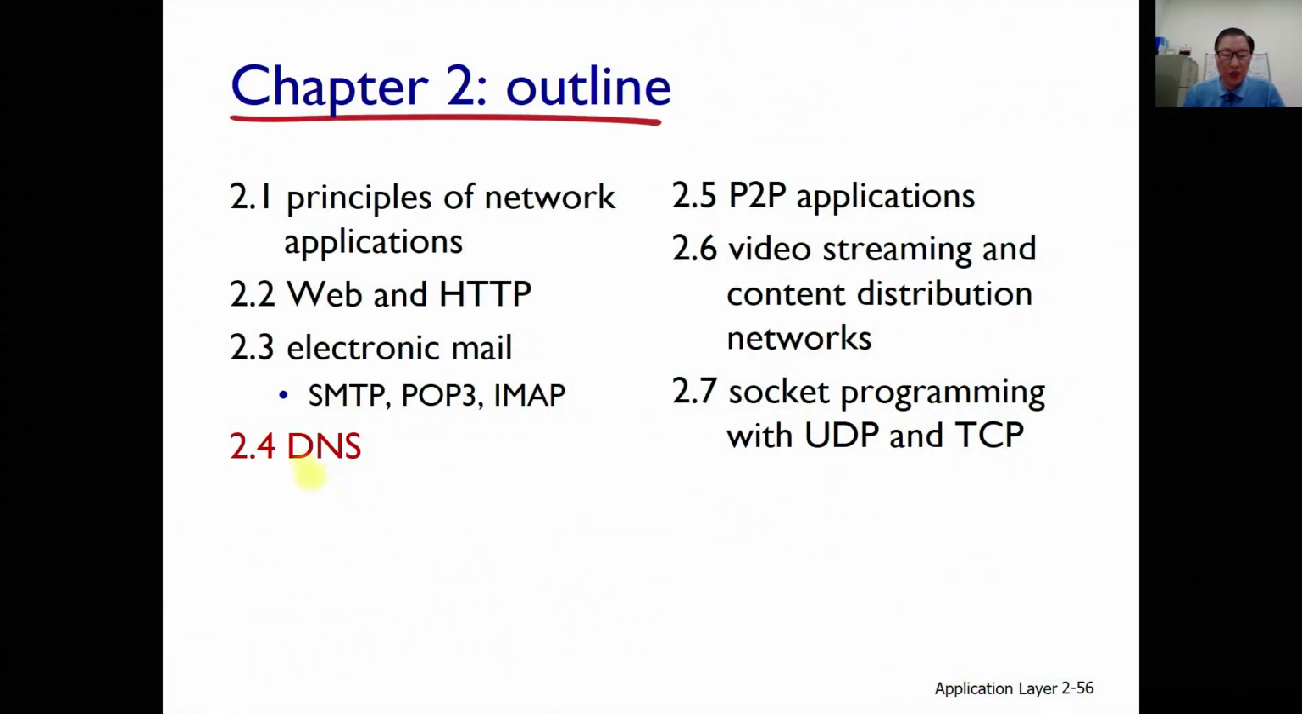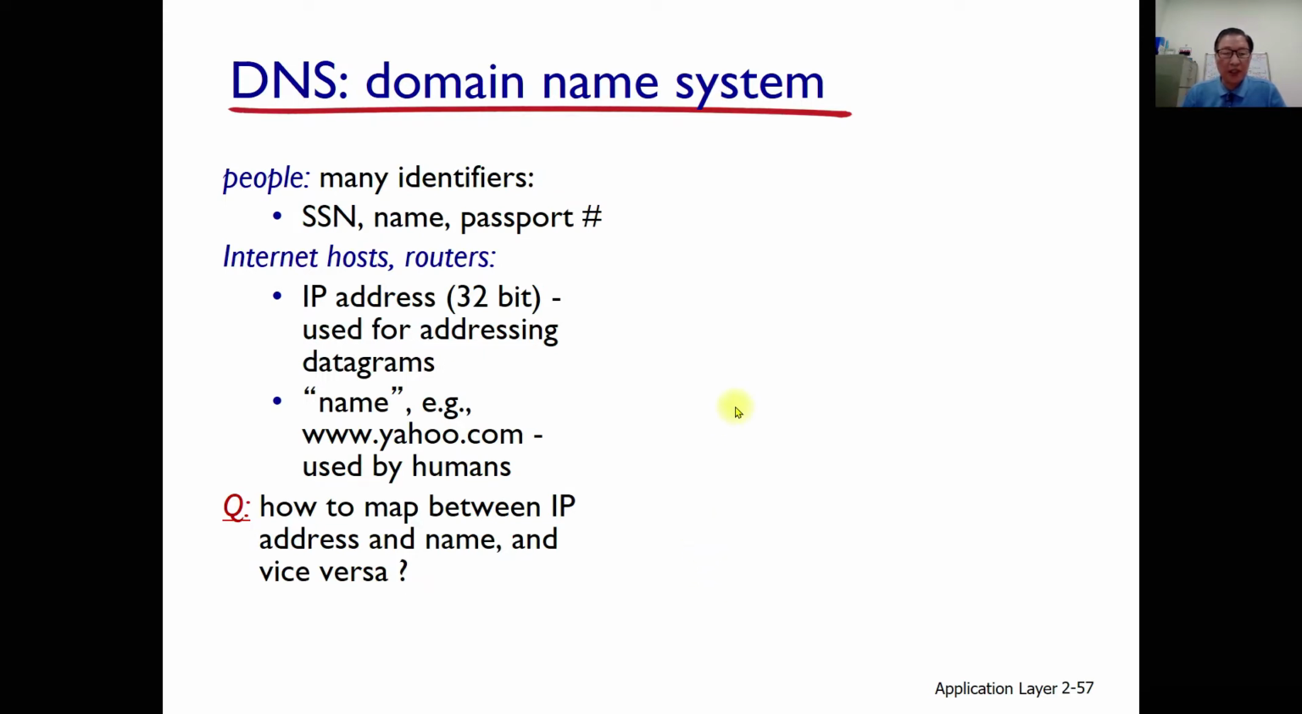In this lecture, we learn about DNS. This is subchapter 2.4 in this chapter 2. After that, we learn about subchapter 2.5, which is about peer-to-peer applications. First, let's look at DNS. DNS means domain name system.